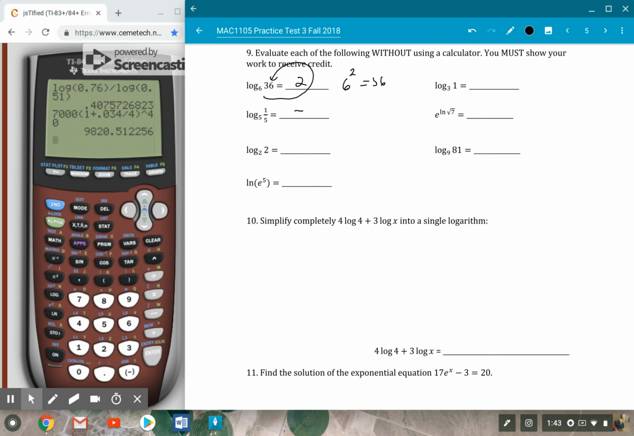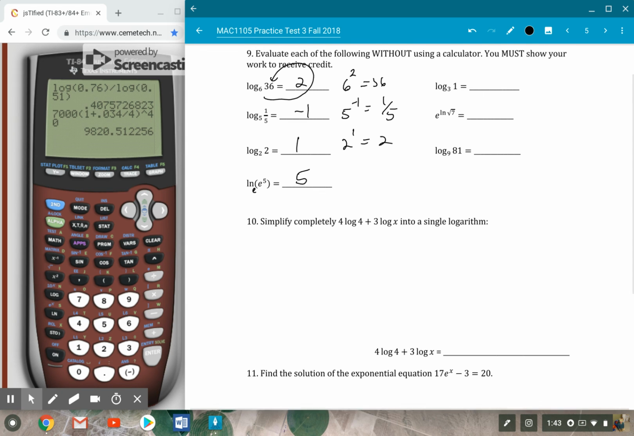This one would be -1 because 5 to the -1 is equal to 1 over 5. This would be 1 because 2 to the 1 is equal to 2. Remember that ln and e are inverses. They essentially cancel each other out. So all that's left here is 5. This is an understood base of e. e to the 5 is equal to e to the 5. This would have to be 0 because 3 to the 0 power is the only way to make that 1. Once again, e's and ln's are inverses. This is just square root of 7. And this is another 2 because 9 squared is 81.